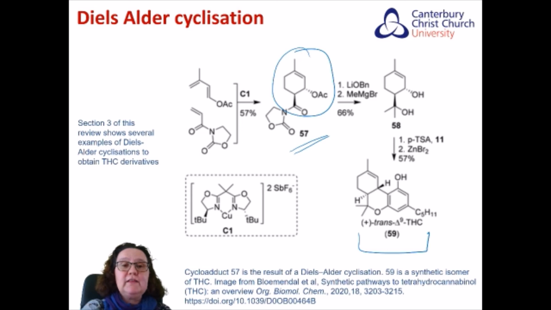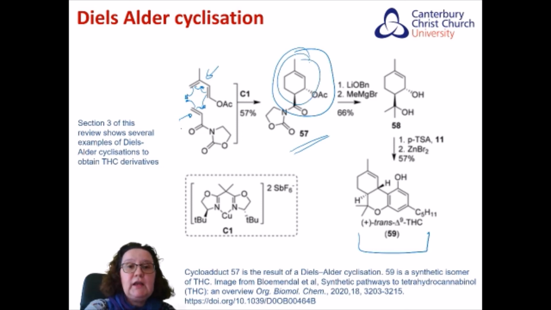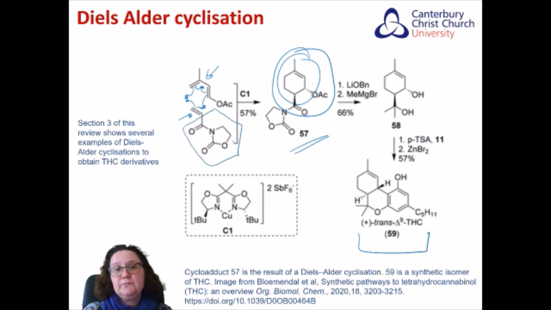So you have the dienophile here, and you have the 1,4-diene, and again you've got the breaking and making of new bonds using the three double bonds, and you end up with this structure. And in this case, the electron withdrawing group would be this section of the molecule.